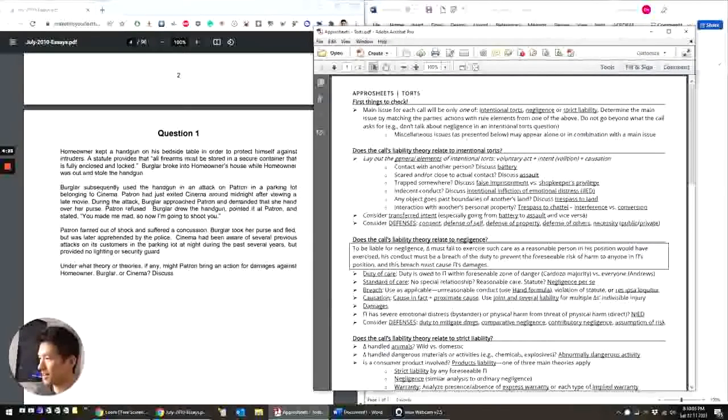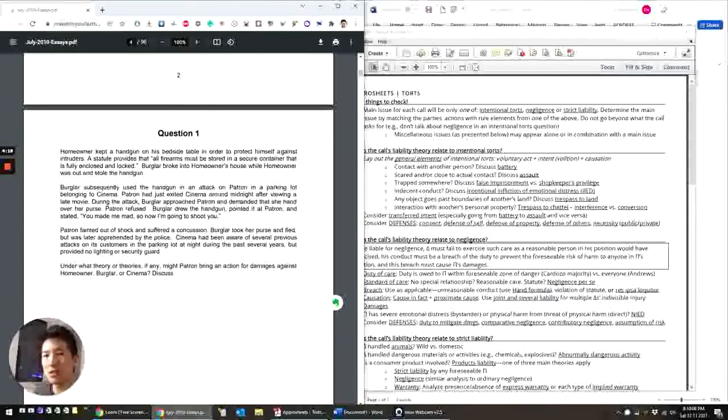So this is the torts Approsheet, and first of all, let's read the fact pattern first. So we have someone who had a handgun, and we have a statute. That should already be a flag telling you that we may have a negligence per se issue.